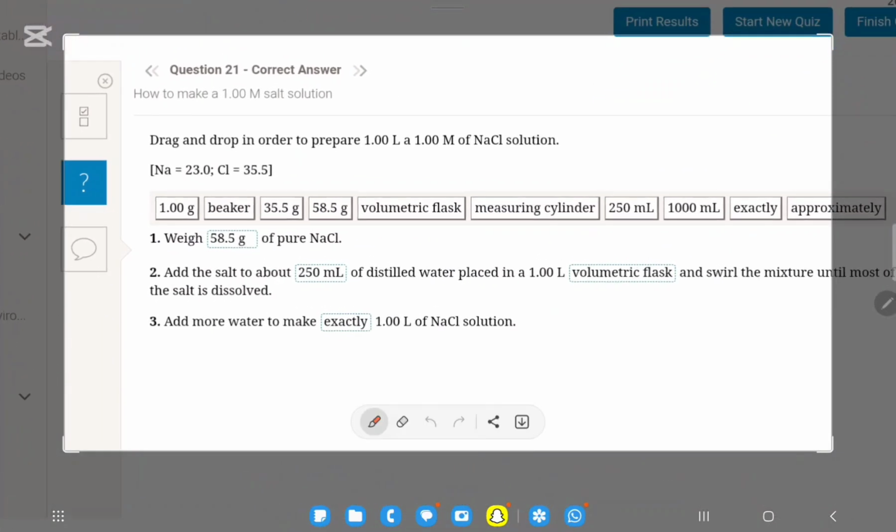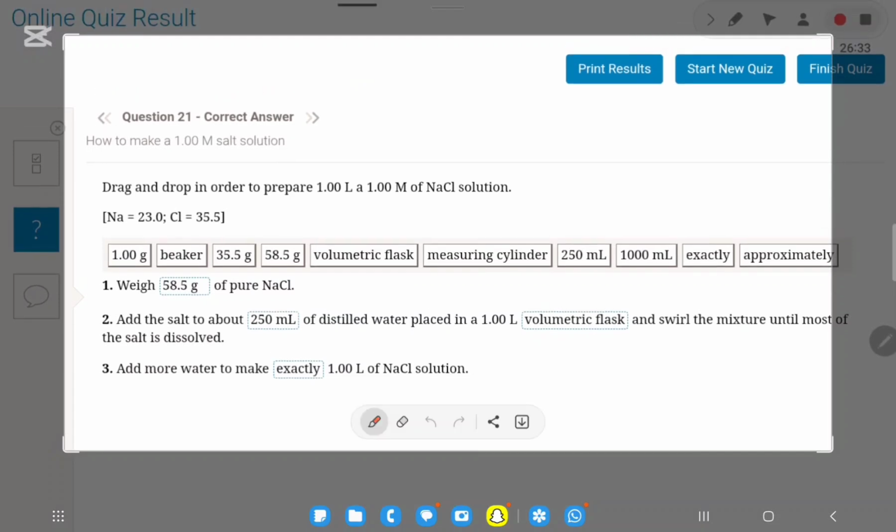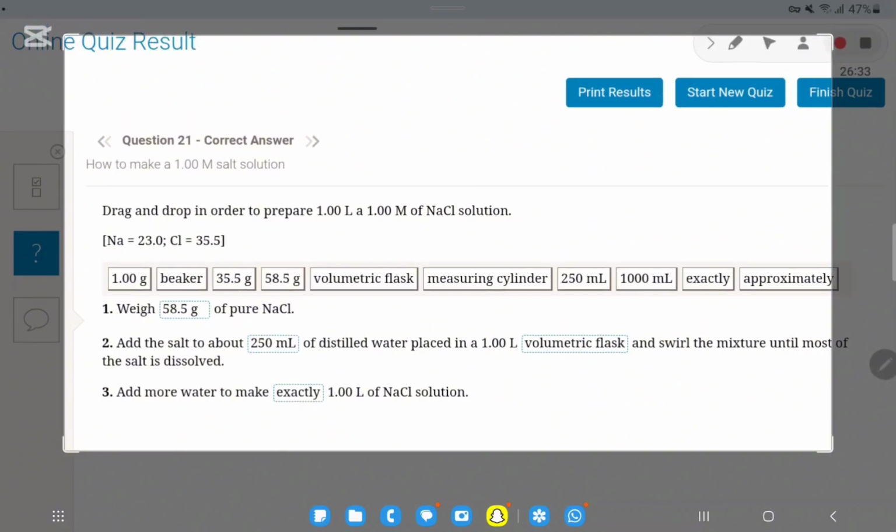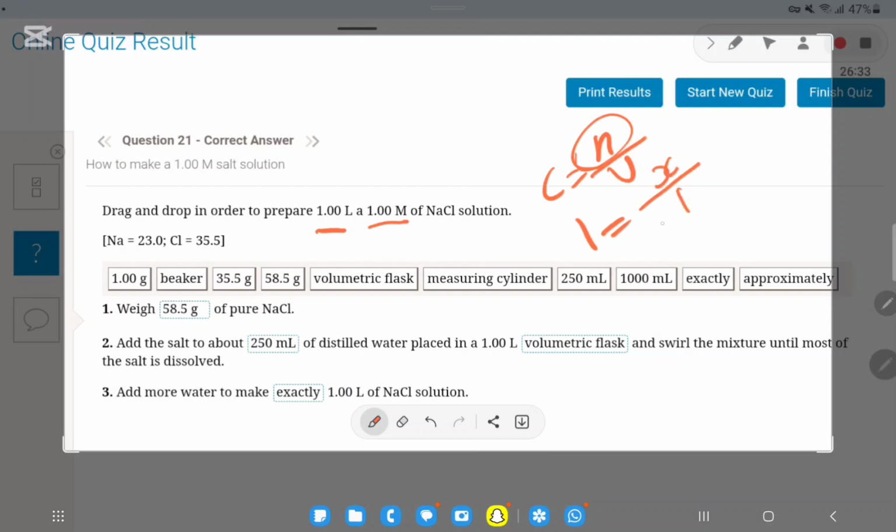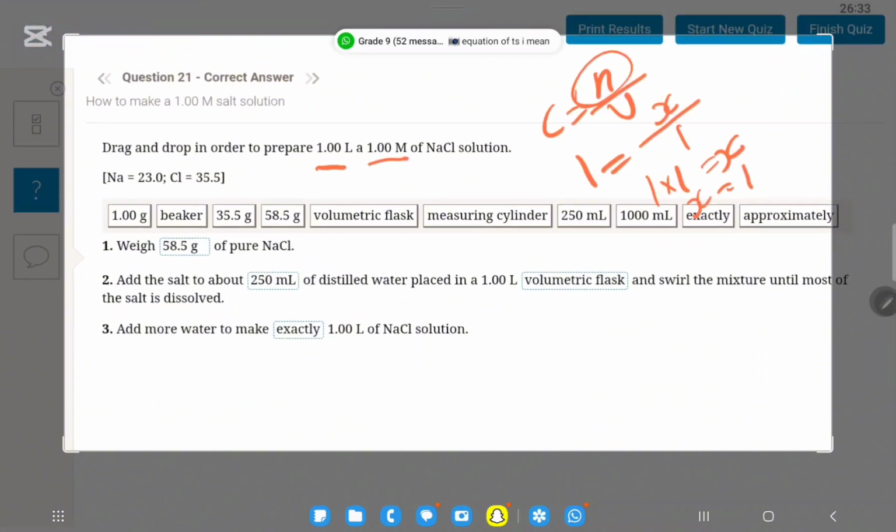Drag and drop in order to prepare 1 liter of 1 molar NaCl solution. Whenever you're preparing a solution or they want you to list the steps to prepare a solution, there is a math part and then there is the lab or practical part. The math part here, they give us the concentration and the volume, and we want to get the n, or moles. C is 1, and 1 over 1 equals x over 1. We cross multiply, 1 times 1 equals x, and x is 1. We have 1 mole.